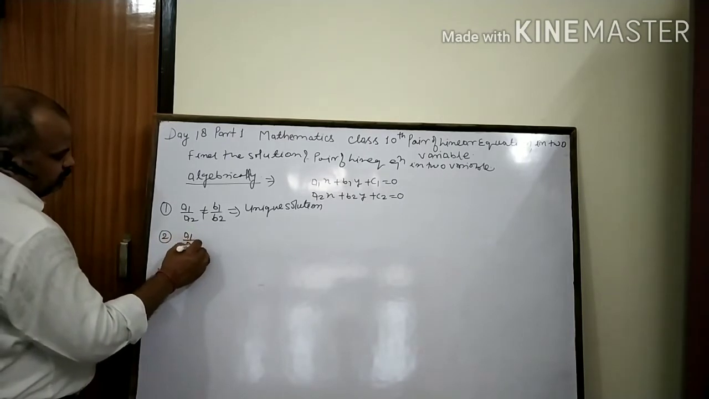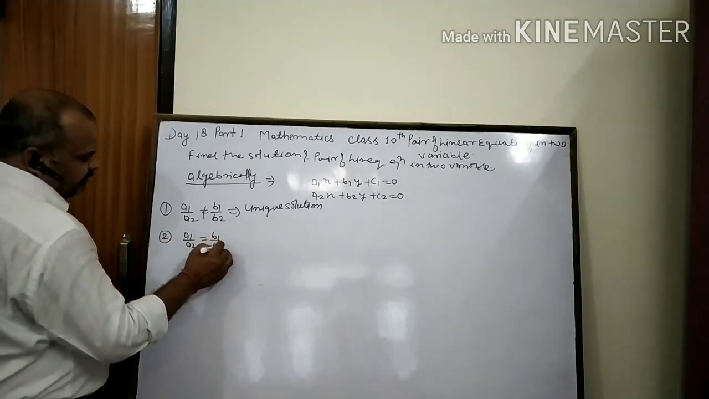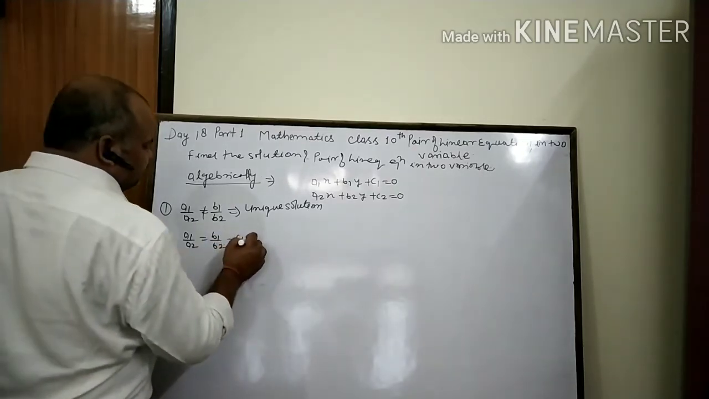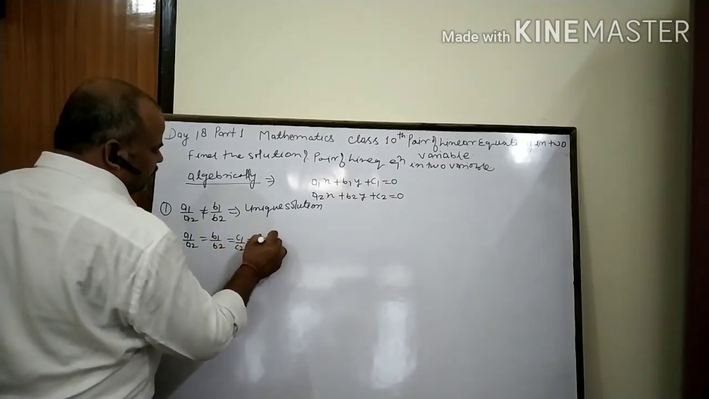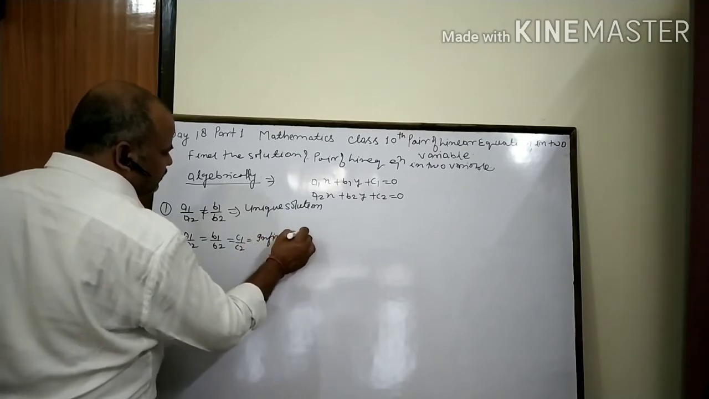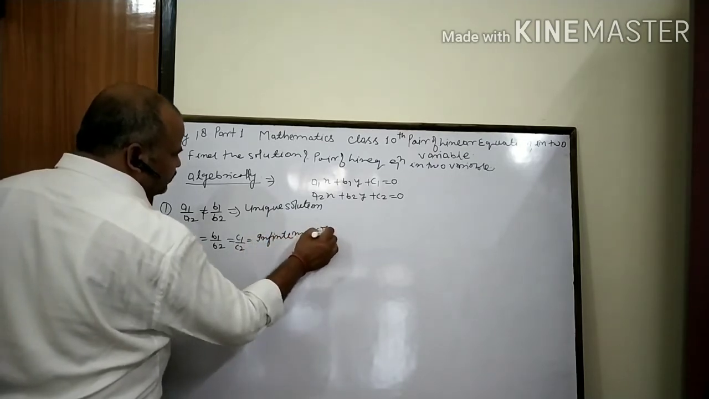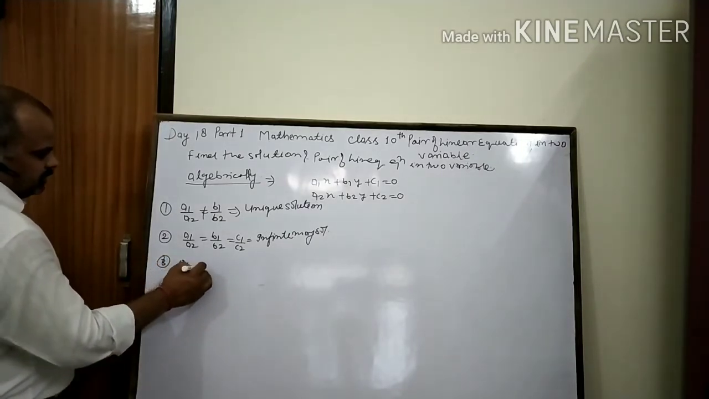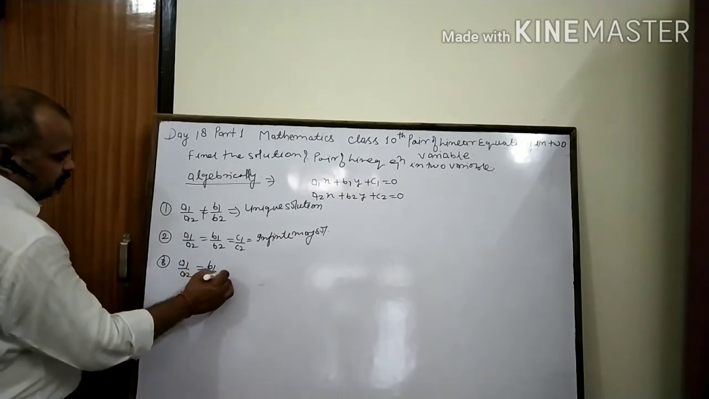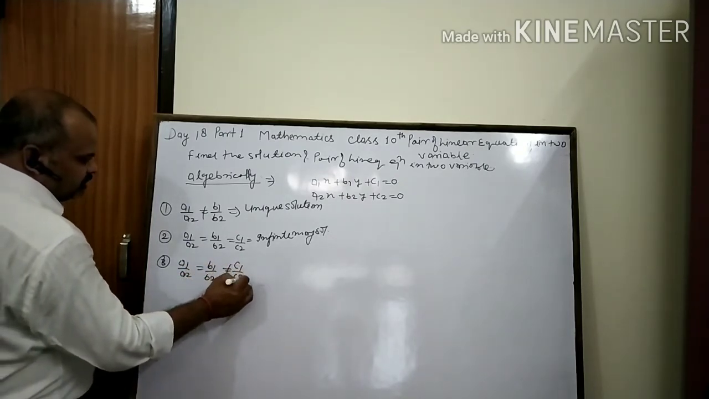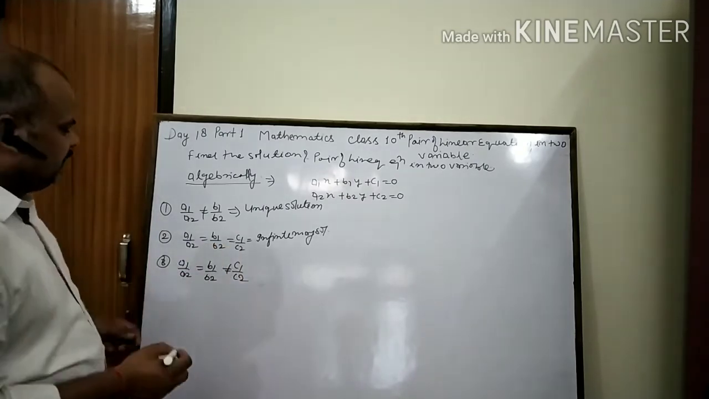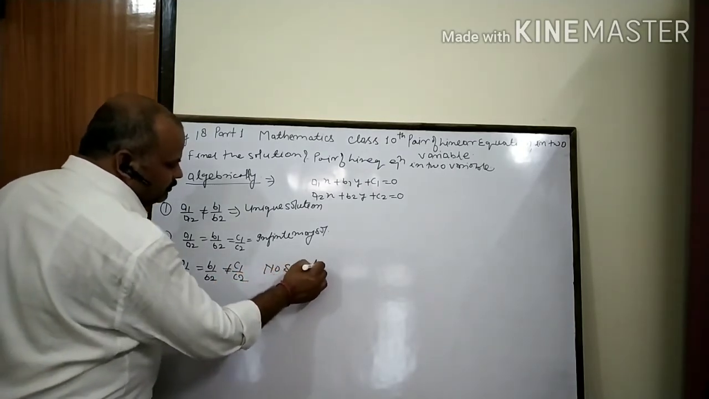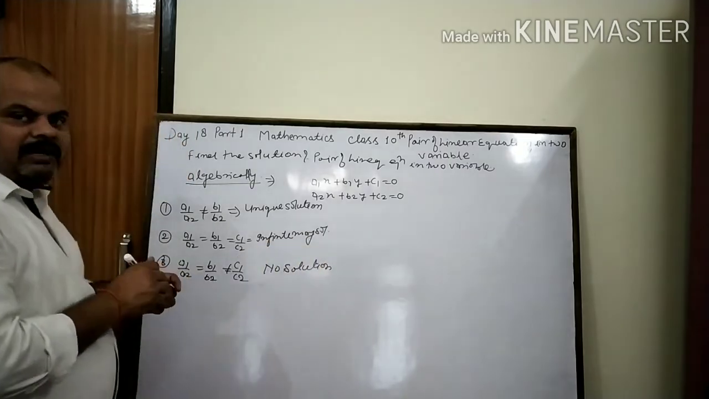And if a1 upon a2 is equal to b1 upon b2 is equal to c1 upon c2, that means infinitely many solutions. And the third case is a1 upon a2 is equal to b1 upon b2 is not equal to c1 upon c2. Then in this case, no solution.